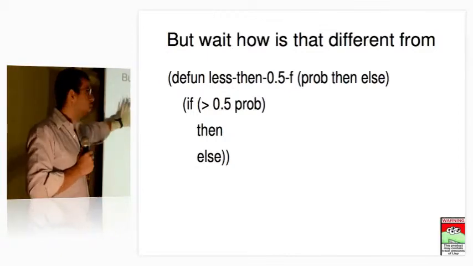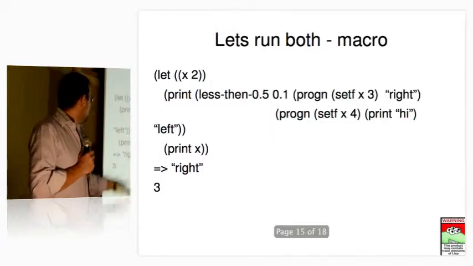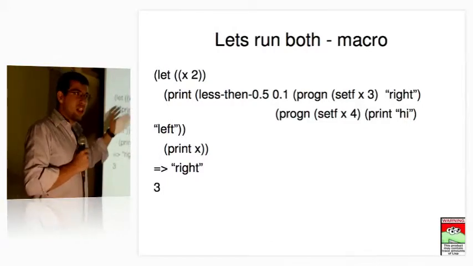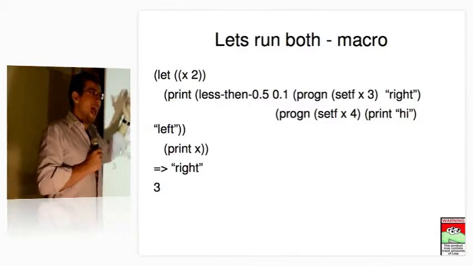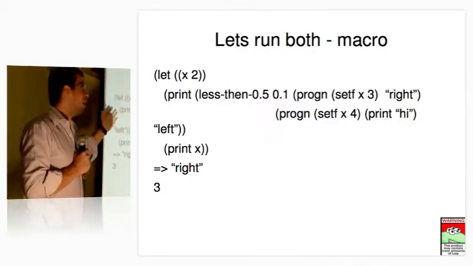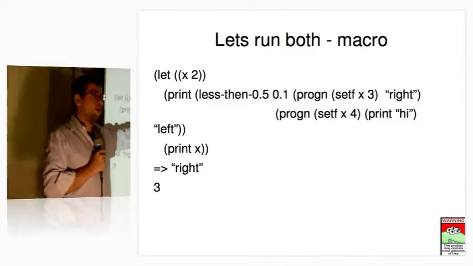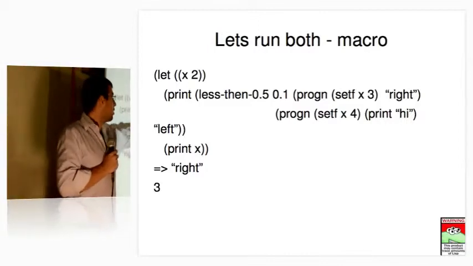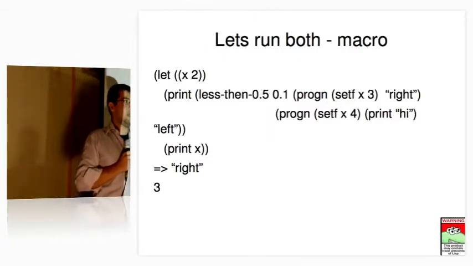Now, what's the difference between this and that? Let me show you an example. This is the first one. I'm just going to read it out in normal language. I'm going to define a variable x that is equal to value 2. And I'm going to say, print the macro less than 0.5 with the following arguments: 0.1 and the function set f x to 3. So x's value is 3. And print the value right.